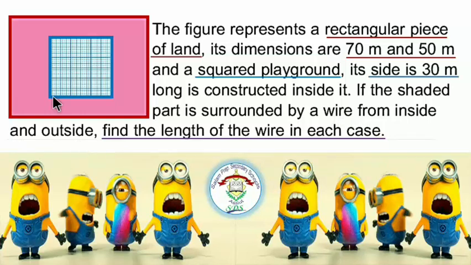Please take care. We want to put a wire around the playground and also put a wire around the land. So the shaded part with pink color is surrounded by a wire from inside and outside. Find the length of the wire in each case.